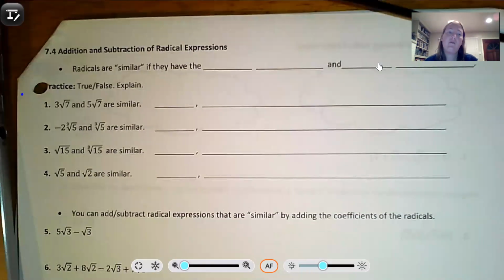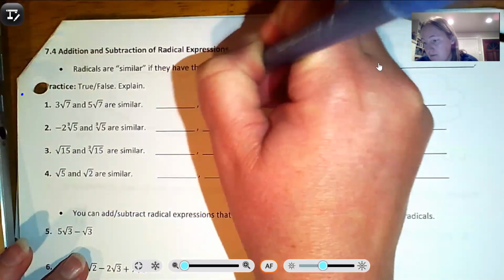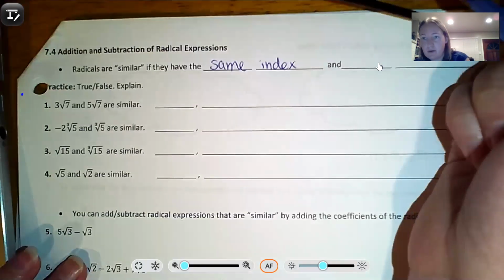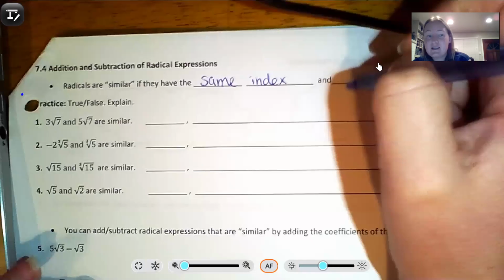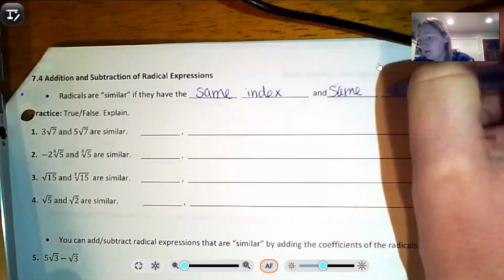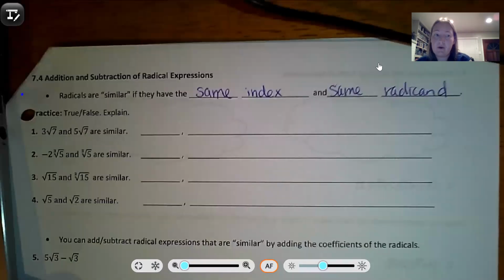So 7.4 is on the addition and subtraction of radical expressions, ones with square roots or cube roots, etc. Radicals are similar if they have the same index, meaning they're both square roots, or both cube roots, or both fourth roots, and they have to have the same radicand.